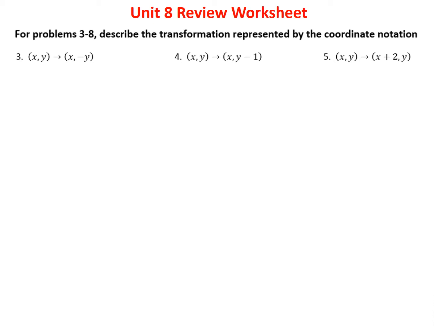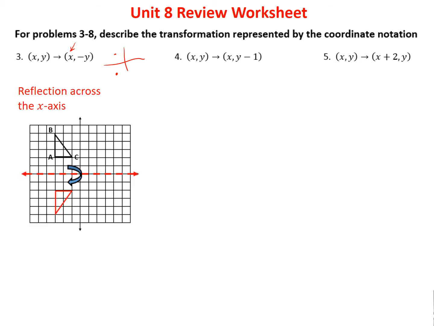And for problems 3 through 8, describe the transformation represented by the coordinate notation. Now, in the first one, you notice that x stays the same, but y gets flipped over. So if I have a point here, the x is going to stay the same, but the y is going to flip over. So what you have here is a reflection across the x-axis. Notice the values of x stay the same, but they flip over the x-axis.